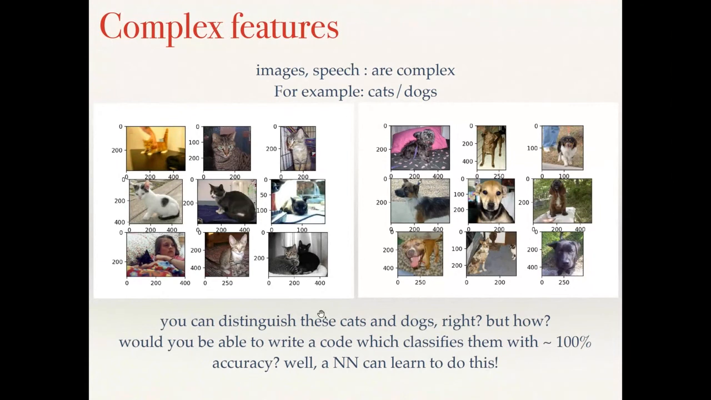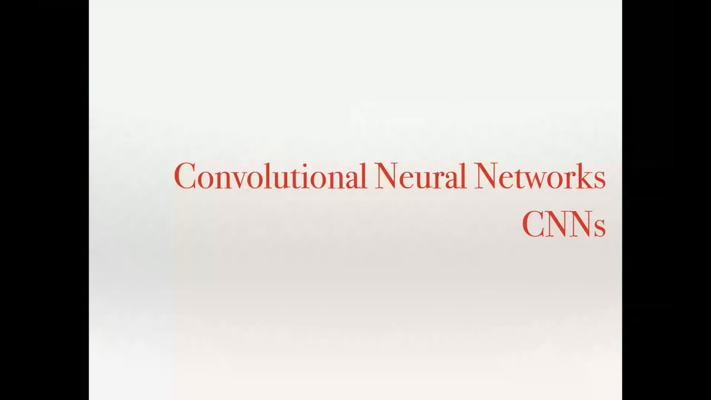Okay? So a big step in machine learning, which was achieved thanks to neural networks, was precisely being able to do this task with an accuracy that is very, very close to 100%, and that is able to match human accuracy. The way we were able to achieve that was using a type of neural networks that is called convolutional neural networks.